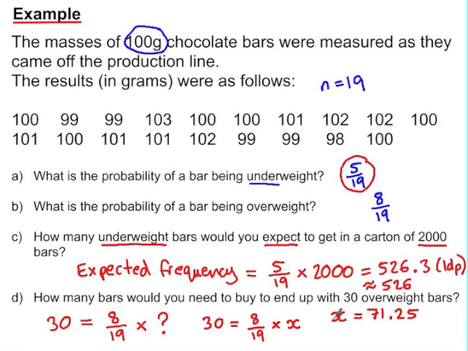Now, just be careful with your rounding here. If we round to the nearest whole number, then that gives us a value of 71. But in this example, because we're trying to ensure that we get 30 overweight bars, we don't want to round down. In this particular instance, we need to round up to make sure that we get our 30 overweight bars.